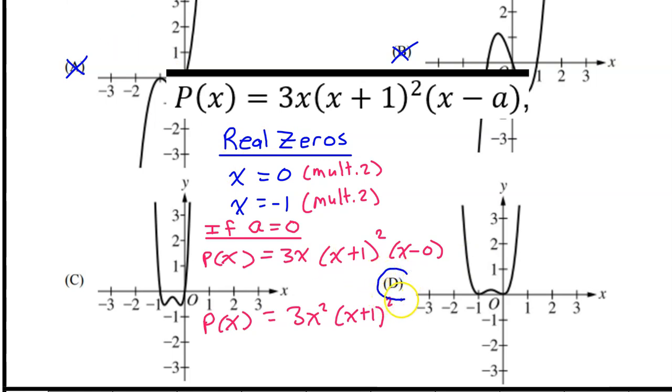Now, having said that, let's follow through on our trial and error and see what happens if we let a equal negative 1.